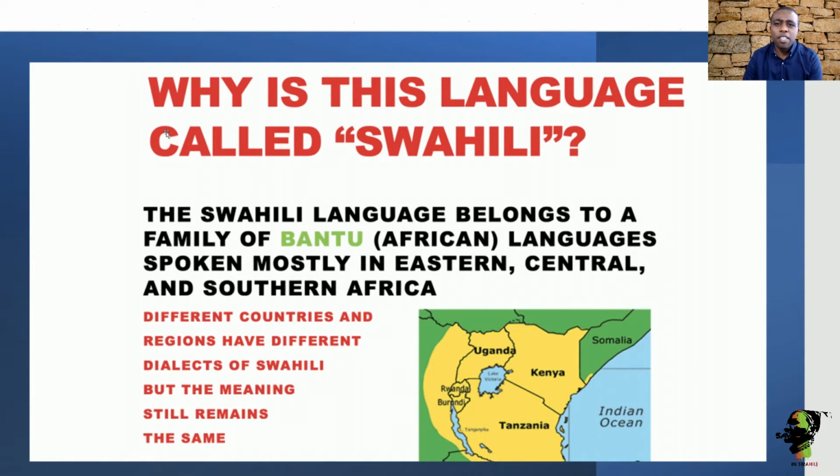But I usually say that the Tanzanians, Zanzibaris, and Kenyans along the East African coast speak the authentic Kiswahili. That doesn't mean that other places don't speak Swahili as it should be. You're just going to find a little variation in meaning and also in dialects in Kiswahili. So watch out for that.